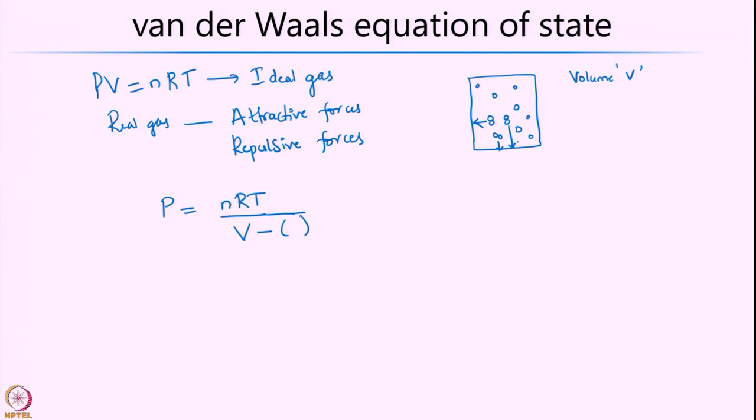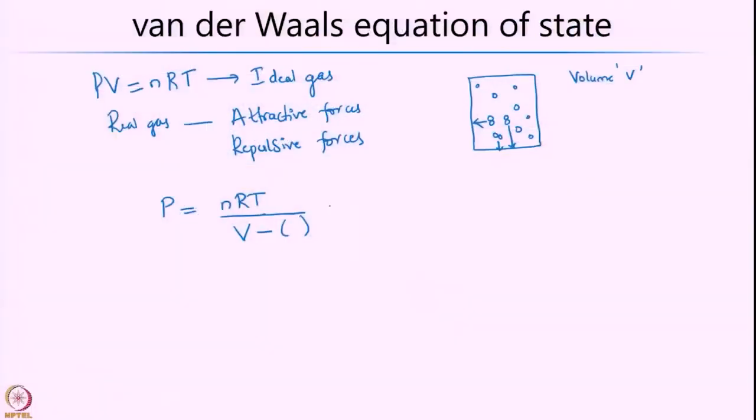Again, to repeat, the attractive part of the interaction means that I will no longer be able to hit the walls with the same frequency and force as if it were an ideal gas, because now some of the molecules are held together and have formed a small complex or cluster. So the pressure exerted on the walls of this container would be lesser than it would be for an ideal gas. That means I need to subtract some term. Let's leave this blank for the time being, but I need to subtract.